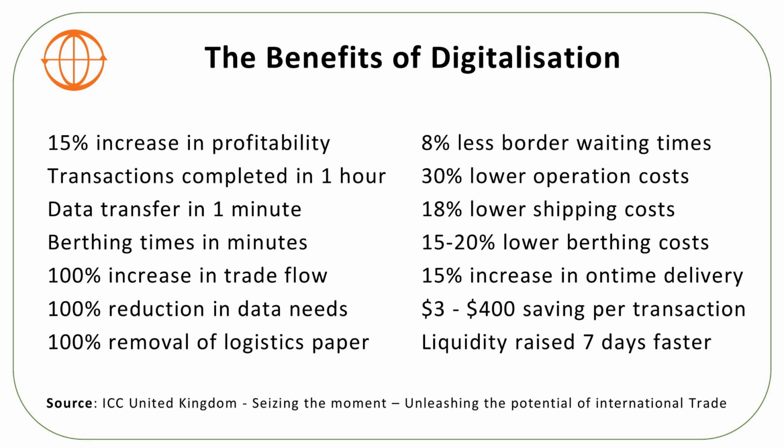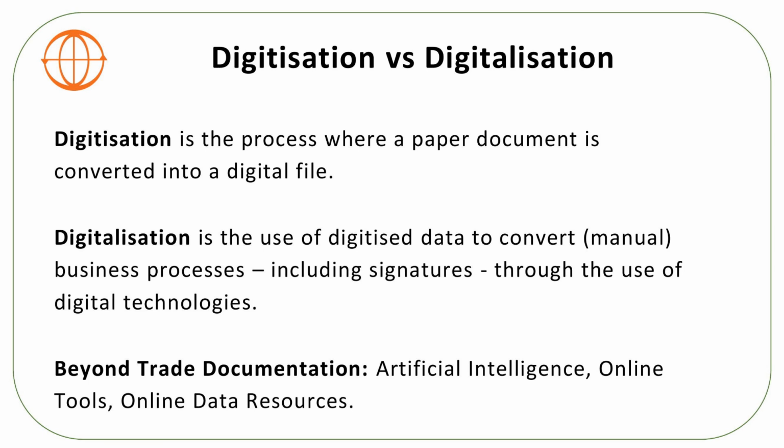So now let's quickly have a look at the difference between digitization and digitalization. Is there a difference between digitization and digitalization, and does it matter? Well, both terms are often used as if there is just the one meaning, but there is a difference. Digitization is the process of converting a paper document into a digital file. Digitalization, on the other hand, is the process of using digitized data to convert manual business processes through the use of digital technologies. This includes the acceptance of digital signatures.